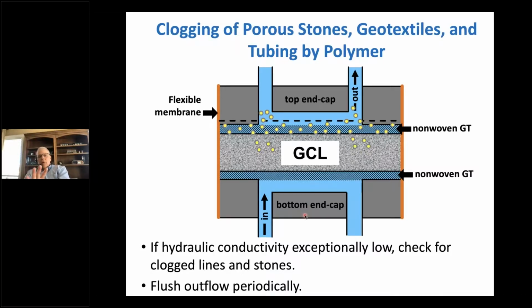If you're testing bentonite-polymer composites for chemical compatibility, be really careful that you don't have clogging problems. Flush the outflow system regularly. Do not use porous stones. Use a non-woven geotextile. Be very thoughtful to make sure that the hydraulic conductivity you're measuring is the hydraulic conductivity of the GCL and not of a clogged porous stone or a clogged geotextile or a clogged effluent line. Flush it regularly. Pay attention to the effluent. Make sure that you don't have clogging. This just takes attention and observation in the test, very clear and careful attention.